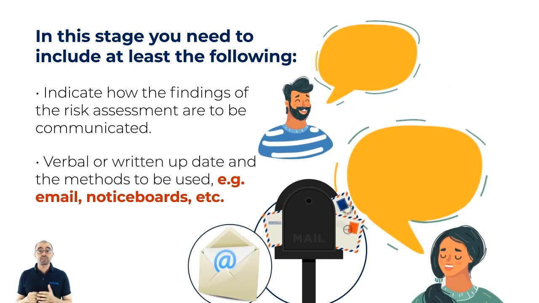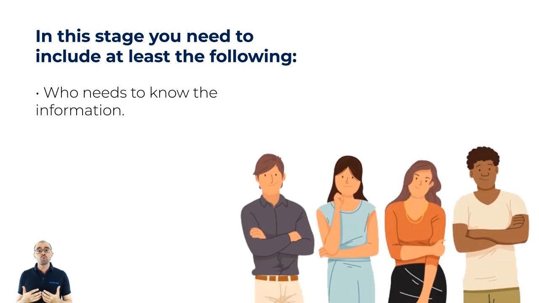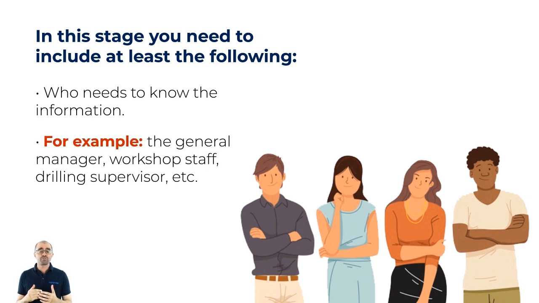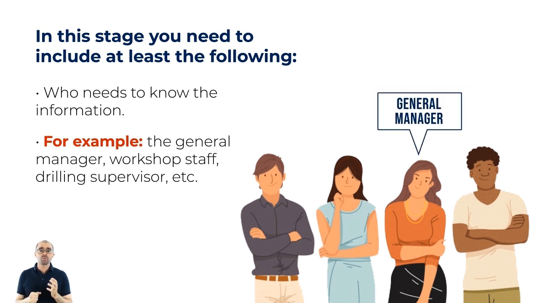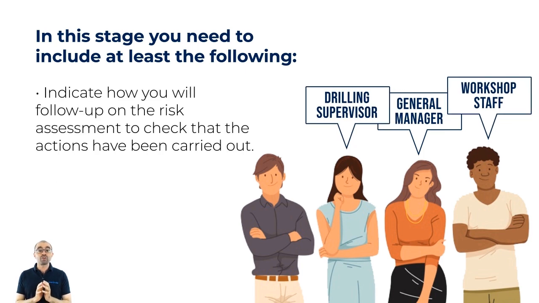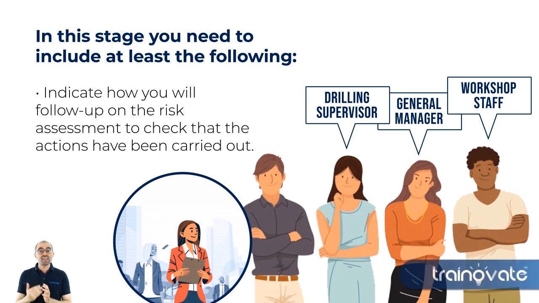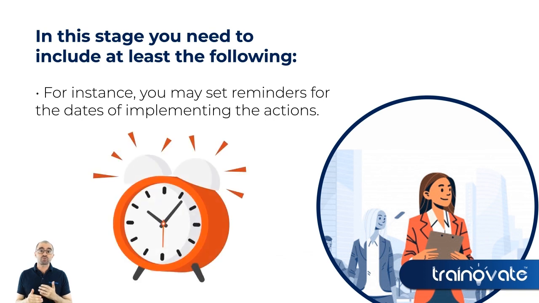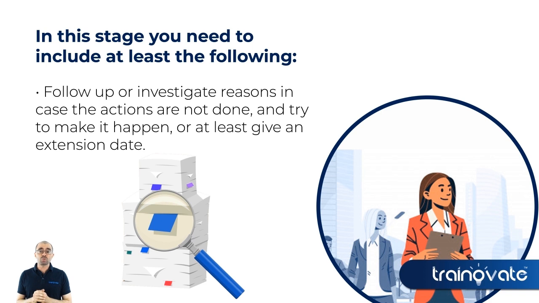Is it a verbal or written update, and the methods to be used, for example, via email, notice boards, etc. And number 3, who needs to know the information? For example, if you're going to communicate it to the general manager, to the workshop staff, to the drilling supervisor, etc. Number 4, indicate how you will follow up on the risk assessment to check that the actions have been carried out. For instance, you may set reminders for the dates of implementing the actions, and follow up or investigate reasons in case the actions are not done and try to make it happen, or at least give an extension date.